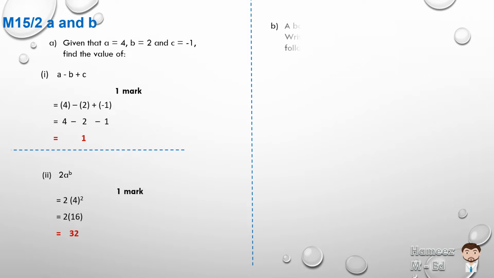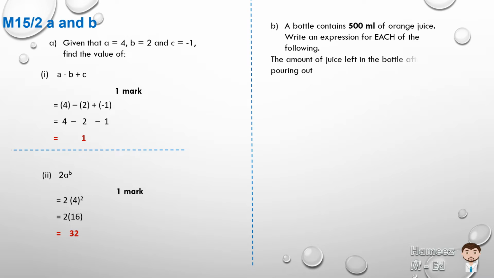For part B of the question now, a bottle contains 500 milliliters of orange juice. Write an expression for each of the following. The amount of juice left in the bottle after pouring out P milliliters. So if we had 500 and we emptied out P, what do we have left? We have 500 minus P milliliters.